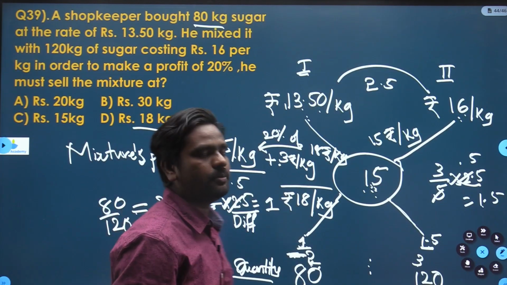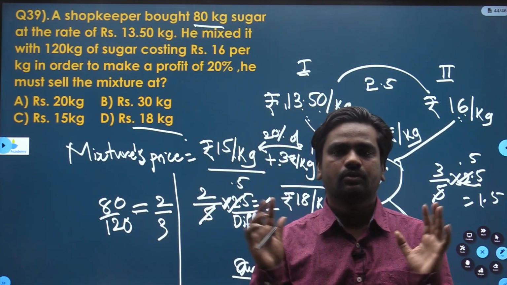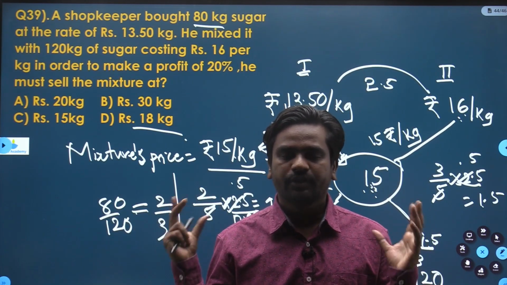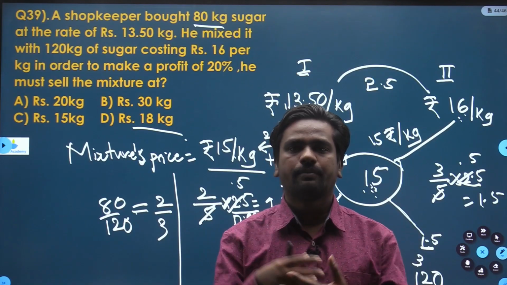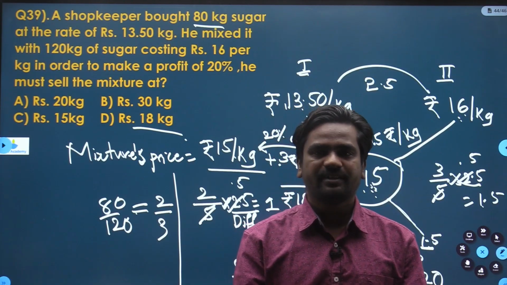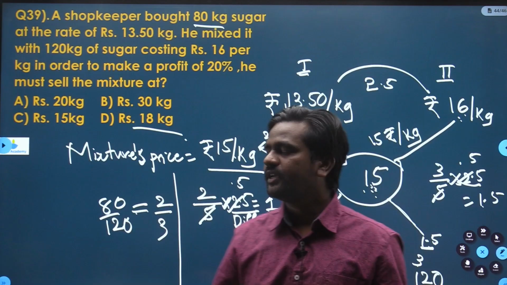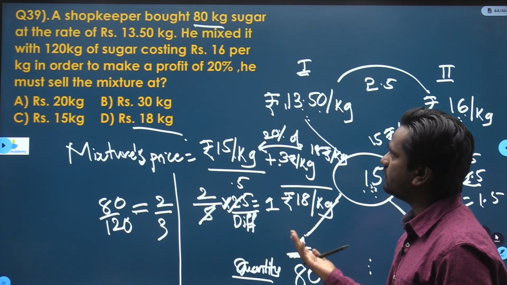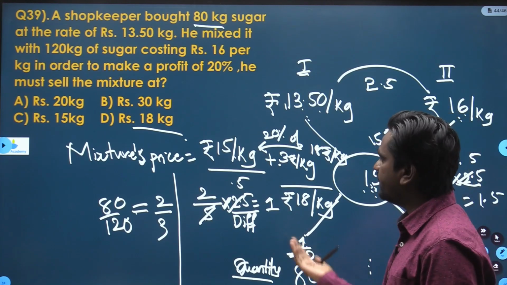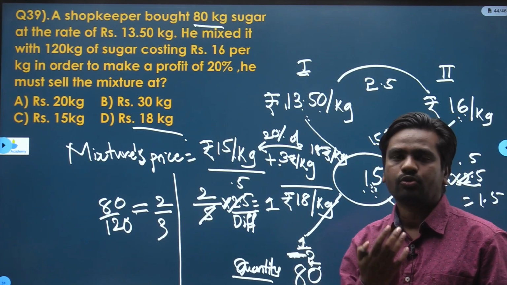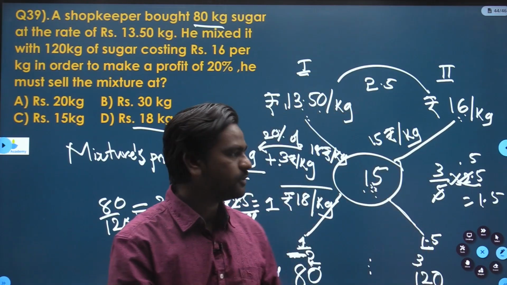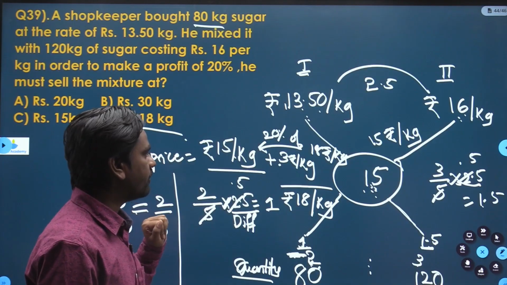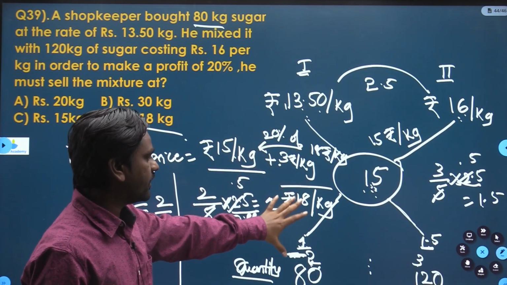In this problem, when we are mixing two quantities with different prices, different qualities, after combining, what is the mixture's price and what is its quantity? The quantity will always be 120 plus 80, 200 kg, but we are finding the price. So we find the price using this method. We use this method in mixtures and alligations, as I have just explained.